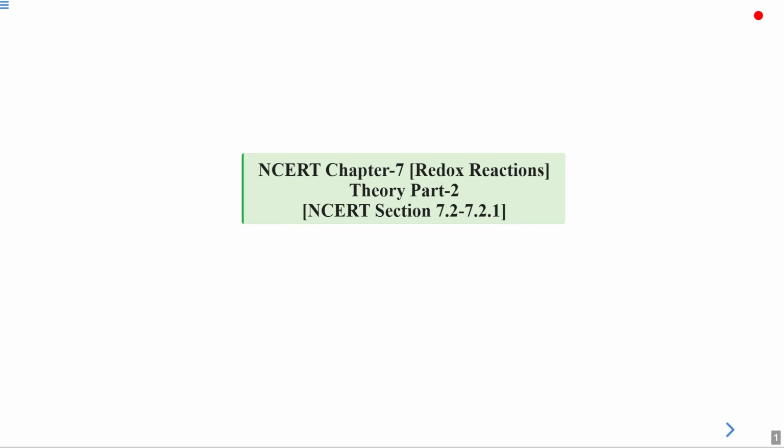Hello, students. Welcome to today's lecture of NCERT Chapter 7, that is Redox Reactions. This is the theory part 2, in which we are going to cover NCERT section 7.2, mainly its 7.2.1.